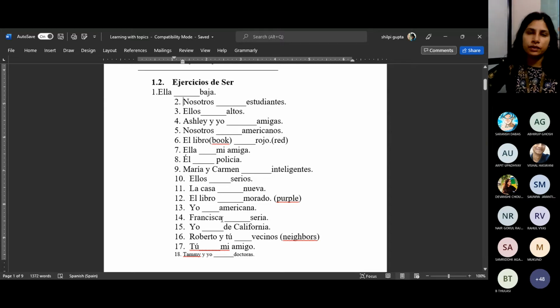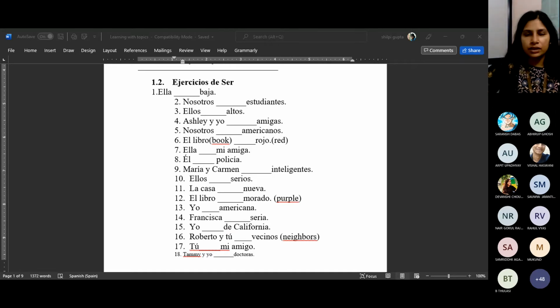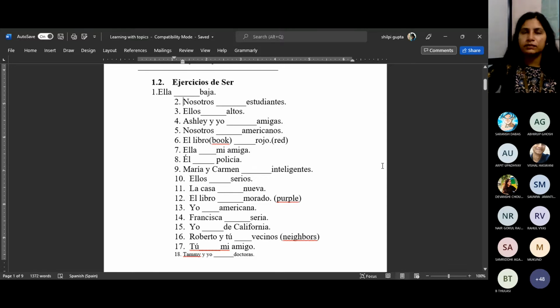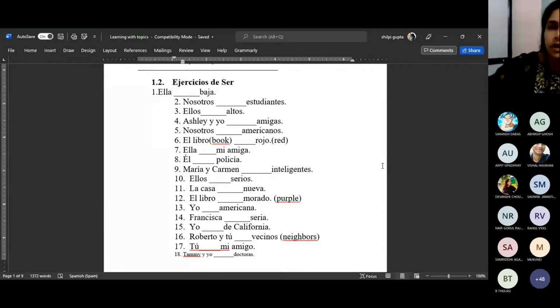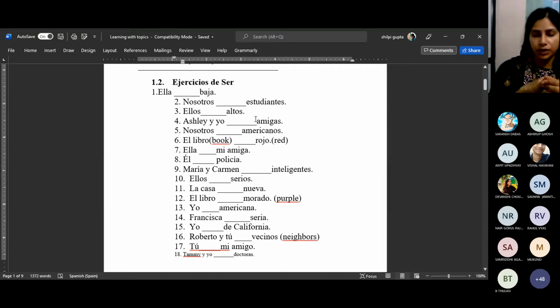Number four. Ashley y yo somos. Ashley y yo somos. Who's this? Who spoke? Sunanda. Yes, Sunanda. It's Ashley y yo somos. Very good. Okay, next. Nosotros somos americanos. Yes, muy bien. Number six. Amigas. Ashley y yo somos amigas. Amigas means? You must be knowing that. Friends. Yeah, sí, friends. So, nosotros somos americanos. We are Americans.